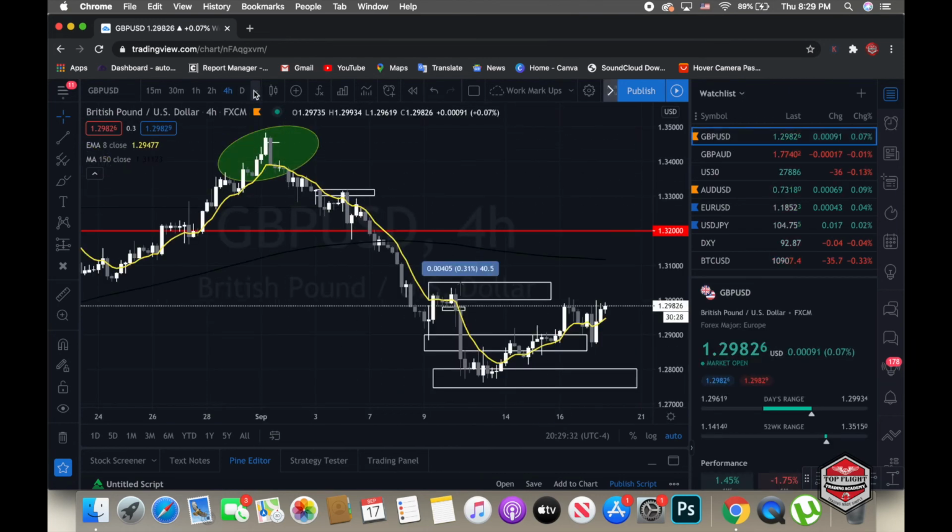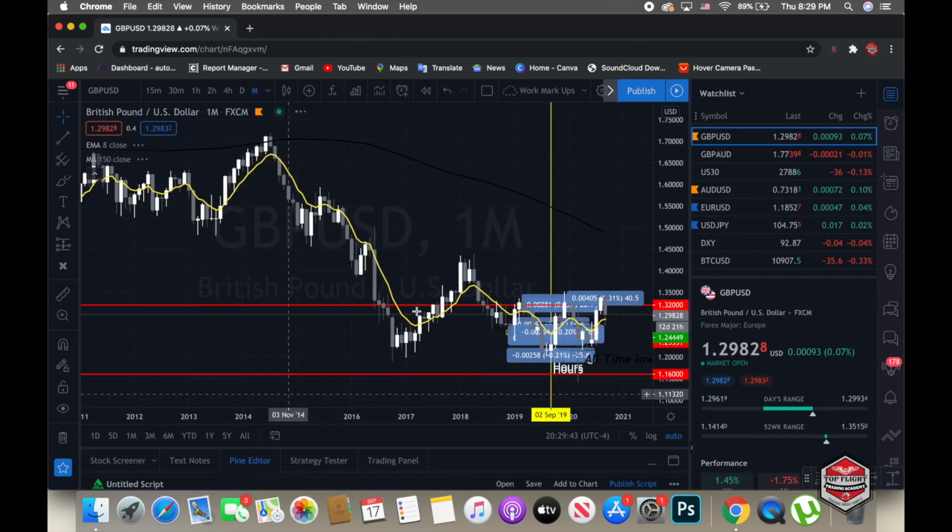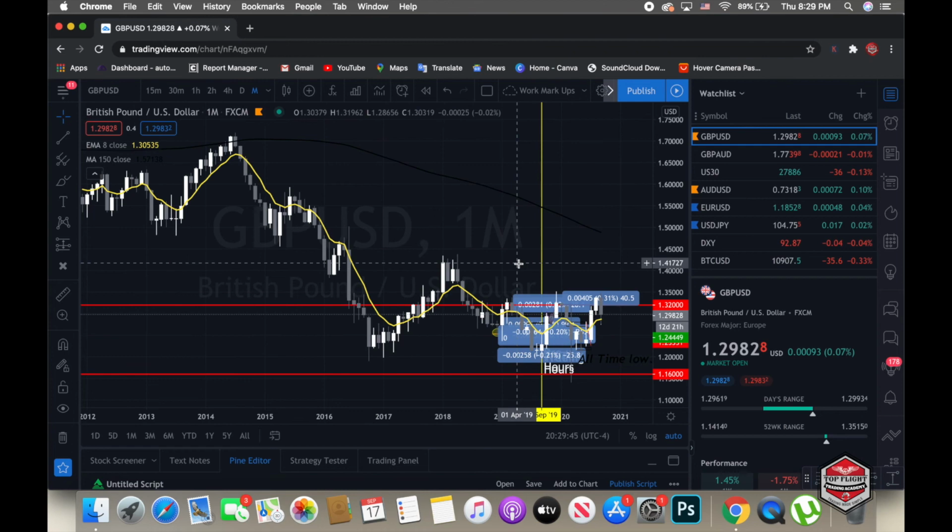Now, first thing you want to do when you're looking for key levels of where the market could possibly reject, you want to go to the higher time frames. For example, like the monthly, I want to start off there, and then you go down to the weekly.